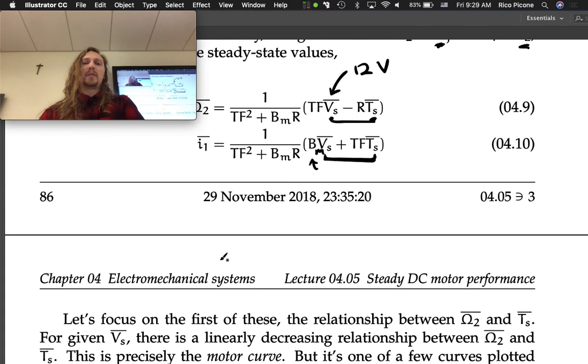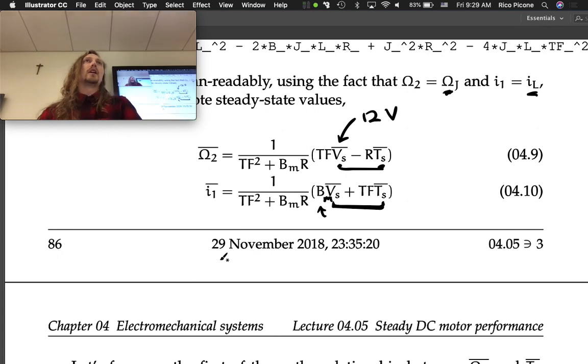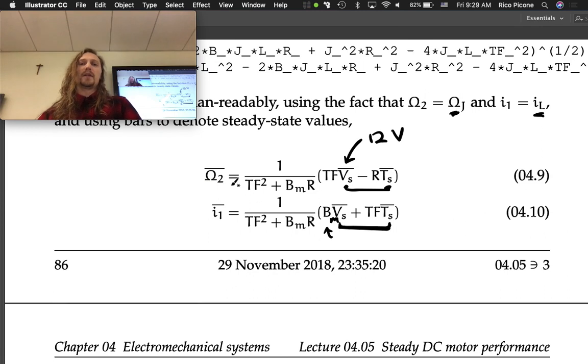This is precisely what some people call the motor curve. I mean, there are several motor curves, but the one that most people will call the motor curve is this relationship: the angular velocity of the motor shaft versus the torque of the load, the braking torque in this case. So it's linearly decreasing, with a slope of negative R over TF squared plus BM R. That's the slope of the motor curve.